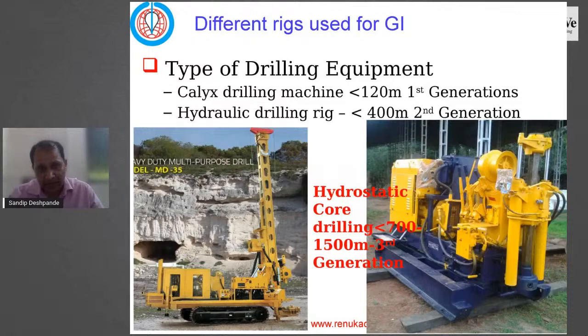So what are the different kinds of rigs proposed? These are mainly calyx type rigs, which are quite ancient rigs that are still being utilized. Then come the hydraulic type of rigs, which are quite conventionally available. And the current generation are the hydrostatic rigs, which are quite faster in drilling and give better progress, good core recoveries, and are better for our project to ensure economical foundations.